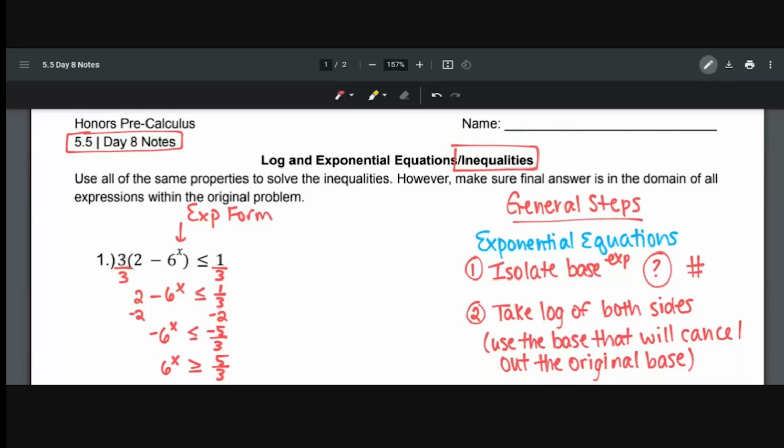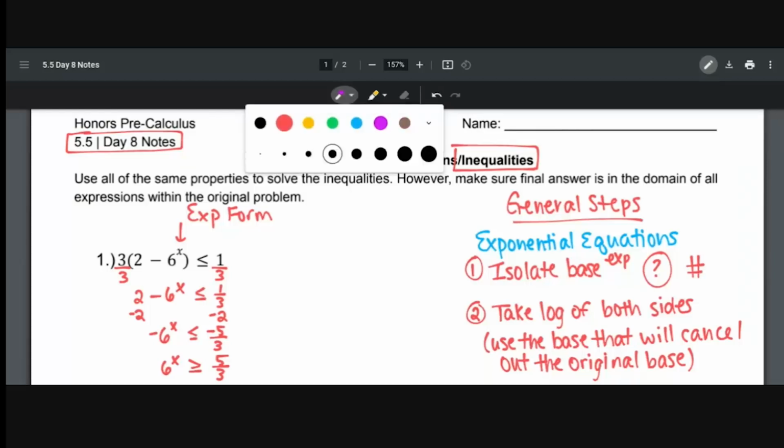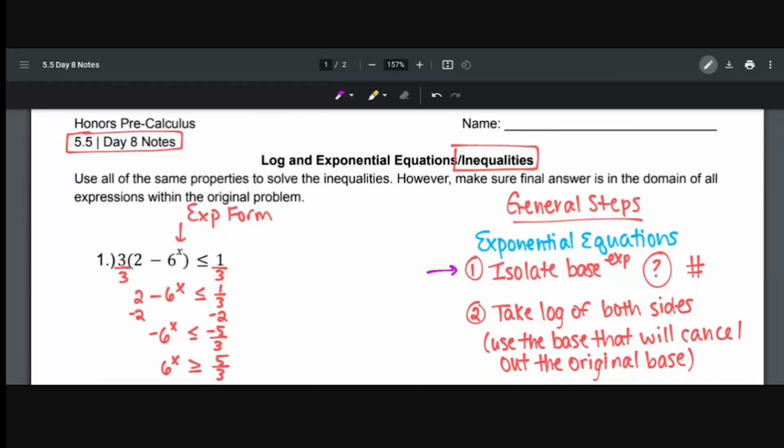All right, now at this point, I have isolated my base raised to the exponent, so 6 to the x power, and then there's just one number on the other side. And so I'm going to take the log of both sides. So this is really like the most important step. So I'm not going to convert to log form, but I'm literally going to write log of something on both sides. I'm going to do this over here just so that I can rewrite it and have more space. So I'm going to do log of 6 to the x is greater than or equal to log of 5/3.